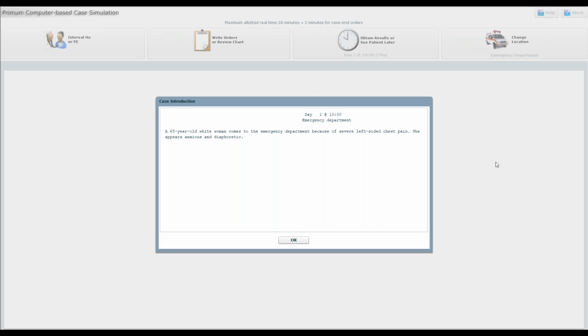Speed is very important on the CCS. For 20-minute cases, at least you have some time. But when it comes to 10-minute cases, the time is extremely limited. The speed that you get is by practicing it again and again on this Fred software.